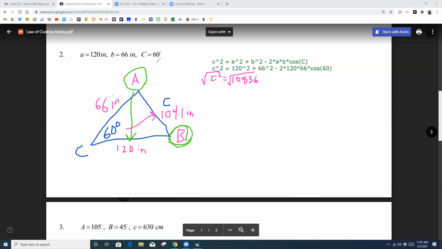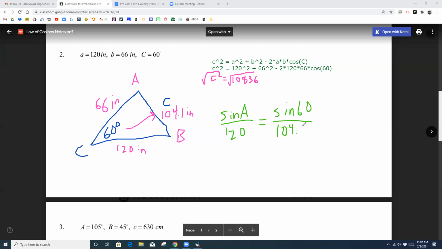Let's hypothetically say that we did the law of sines with angle A. So we did the sine of A over 120 is equal to the sine of 60 over 104.1. This is the wrong way to do it, but I'm explaining why, when you do the law of sines after doing the law of cosines, you should do it to find the smallest angle.